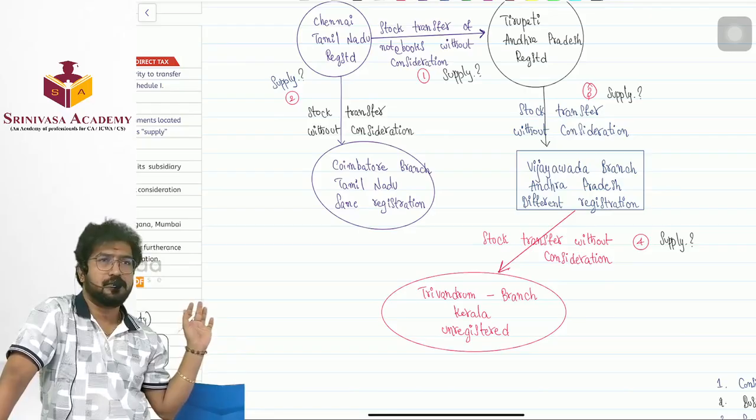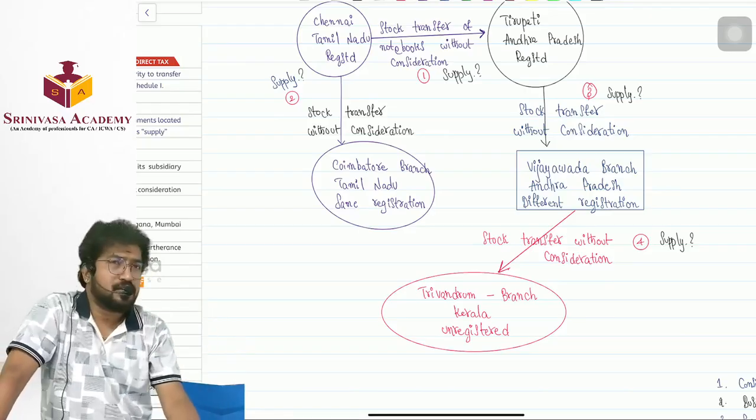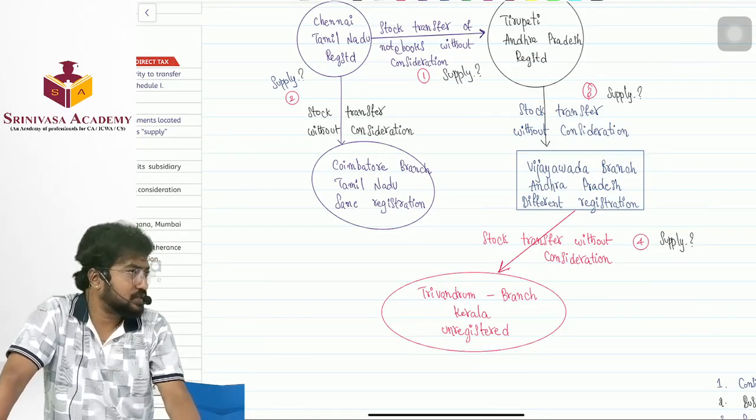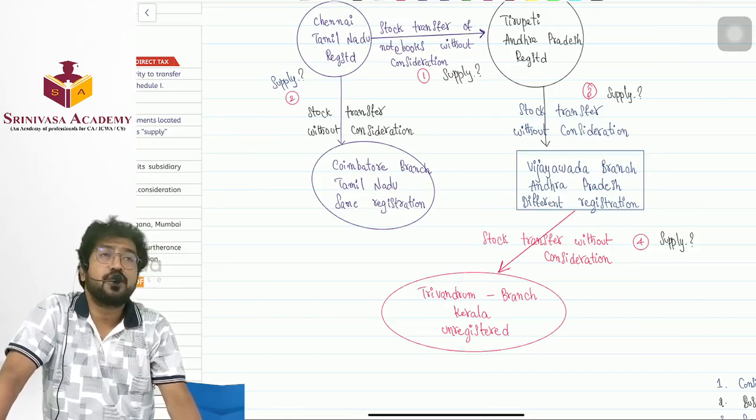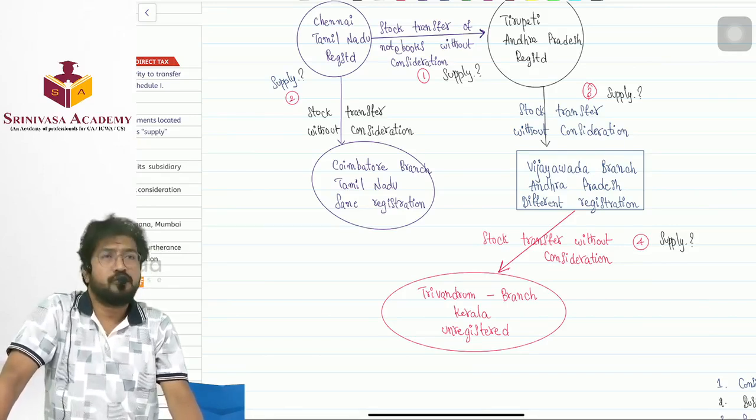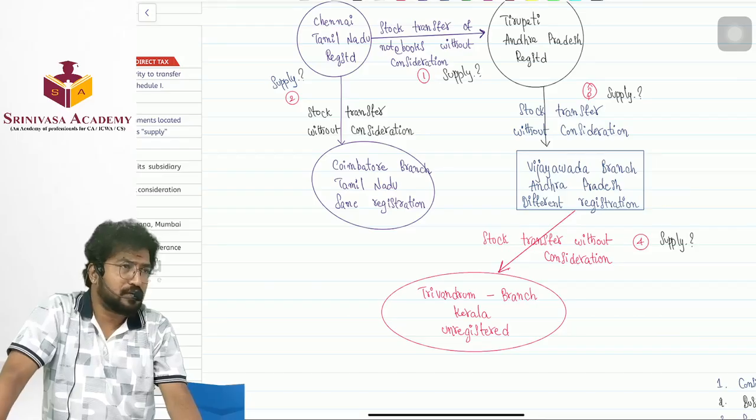Am I clear? Right. Next, what is the main concept we are discussing here? Schedule 1, Section 7 subsection 1 clause (c). Schedule 1 we are discussing. Schedule 1 covers how many activities? Four activities. In that we are done with two activities. What is the first activity?